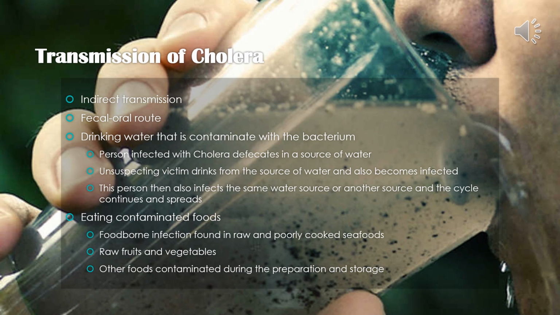Cholera is an indirect transmission. This means that having contact with someone that is infected with cholera will not give you the disease. The actual route of transmission is fecal-oral. What this means is that infected feces is deposited into a source of water that is unsuspectingly ingested by a victim from this water. It is from there that the disease is transmitted.